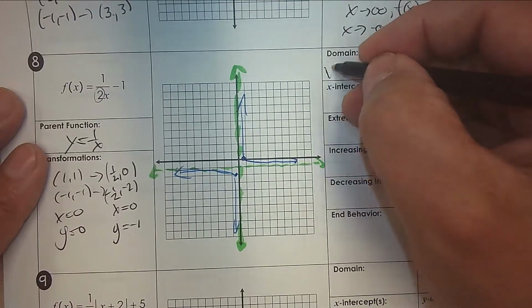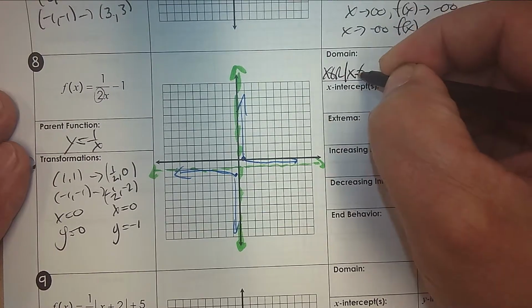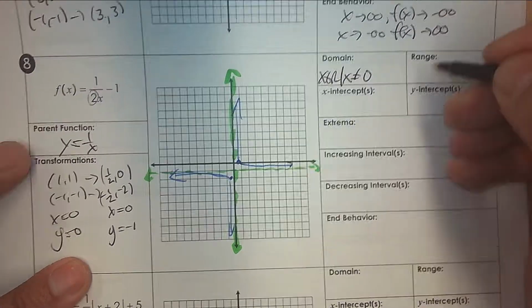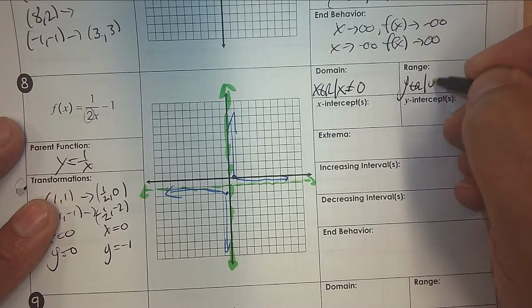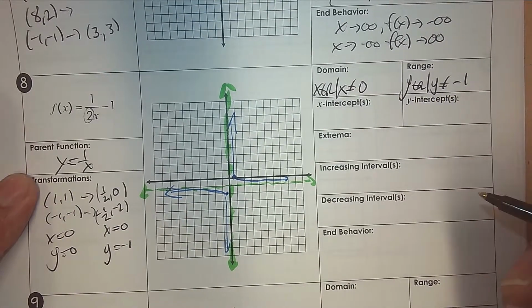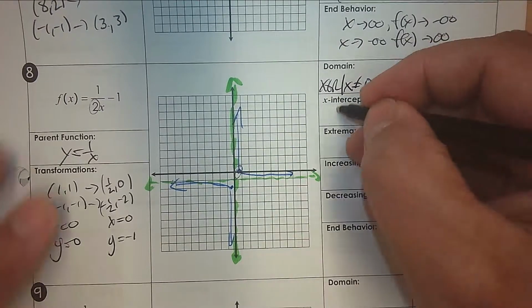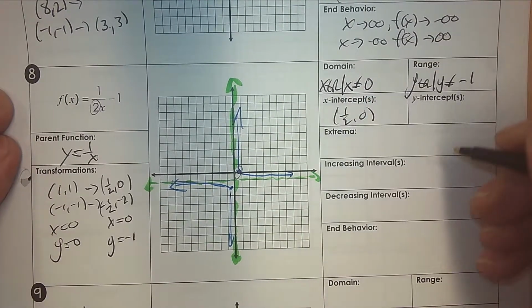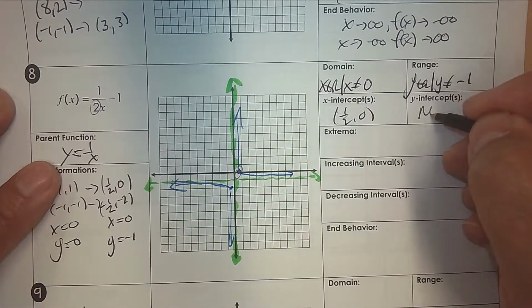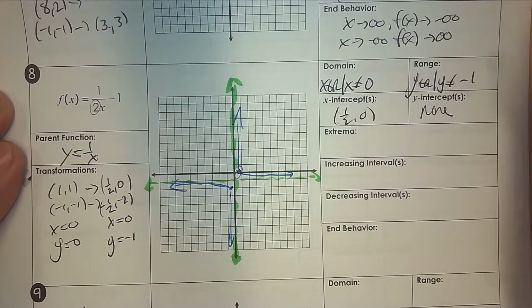The domain is all real numbers, and the one number x cannot be is 0. The range is all real numbers, but the y in this case can't be -1 from the asymptotes. X-intercept, hey, I just did it, so it's 1/2 and 0. The y-intercept is none, because there's an asymptote over the y-axis.